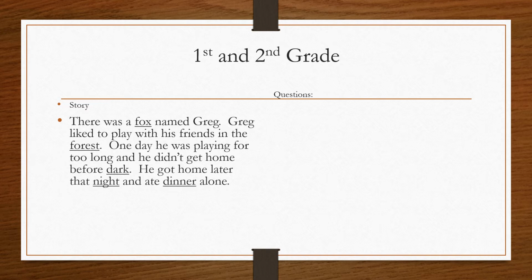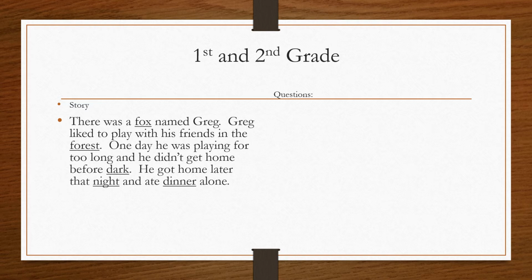Okay, so here's our story. Try to read along with me. I've underlined words that we should know. There was a fox named Greg. Greg liked to play with his friends in the forest. One day, he was playing for too long and he didn't get home before dark. He got home later that night and ate dinner alone.